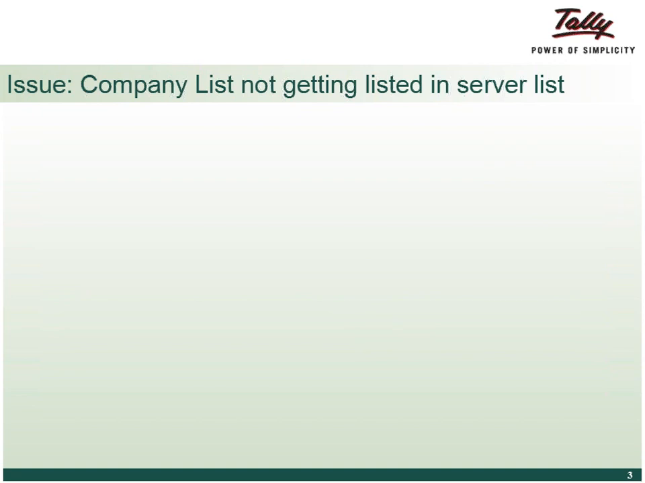Let us now discuss the Tally Server 9 issues one by one and what is the solution that we can provide when such issues are faced by the customers. So issue 1 is company list is not getting listed in the server list. That is nothing but whenever you are clicking on server data location option, you are not getting the companies in the list. So let us see what is the main reason for this one.